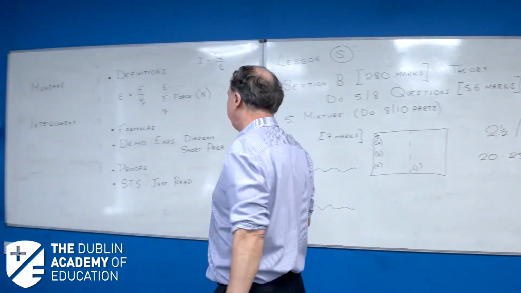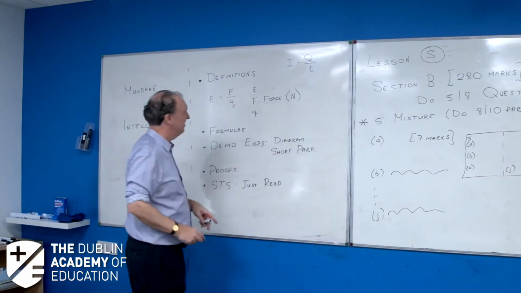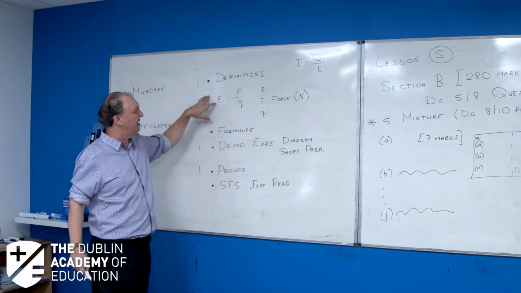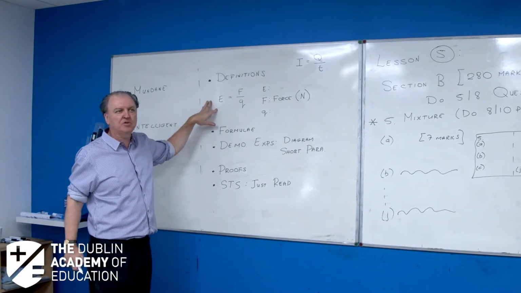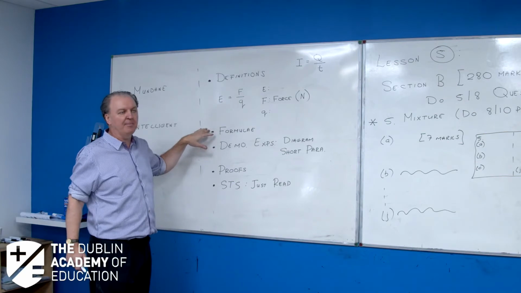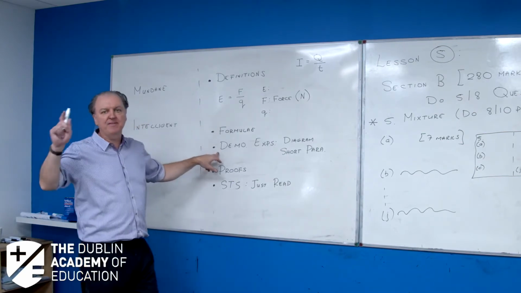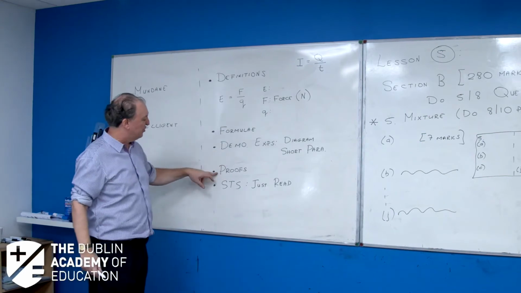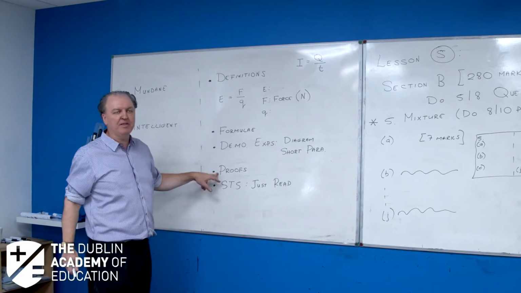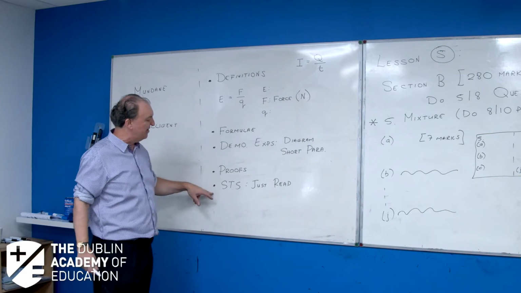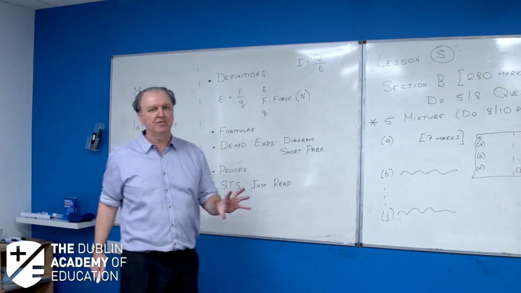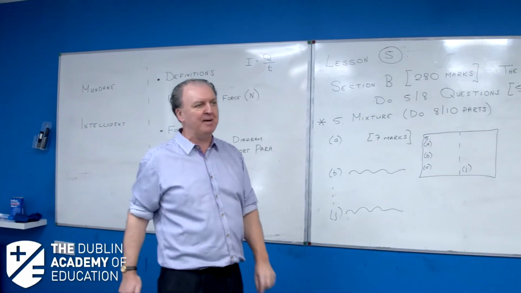So that's the mundane. Definitions, okay, half of them are formulae, which is good. Formulae, well, most of them are in the table, which is great. Demo experiments, that's the heavy learning. Proofs, yeah, there aren't too many of them, even though they're a bit of a pain. And STS, just read. So the mundane isn't that bad.